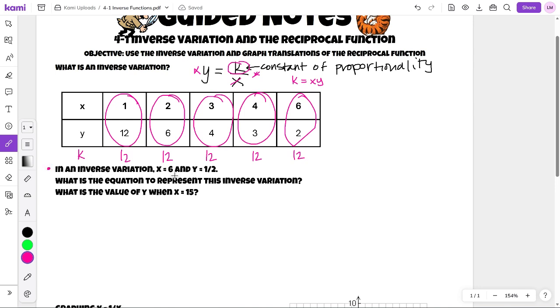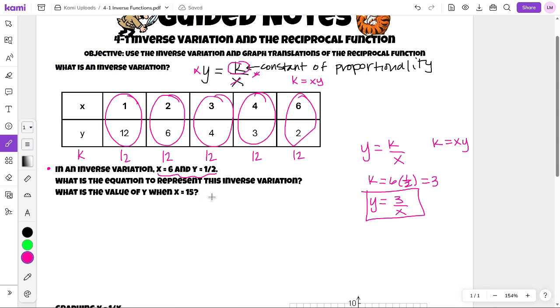In an inverse variation, x is 6 and y is 1/2. What's the equation to represent the inverse variation? First, I need to find k. So I want to write this equation, but I need k first. And I know to find k, I can multiply x and y together, and they gave me x and y. So k is 6 times 1/2, or half of 6, and so that would be 3. So y equals 3 over x is my inverse variation equation.